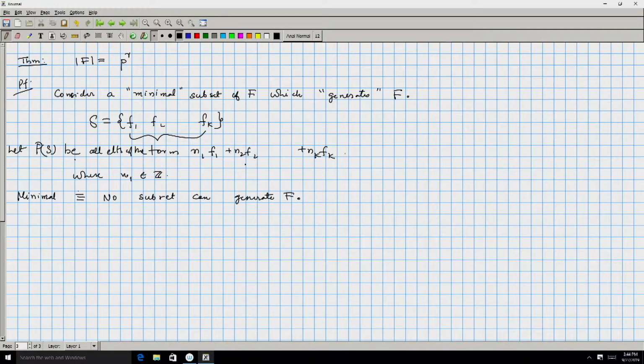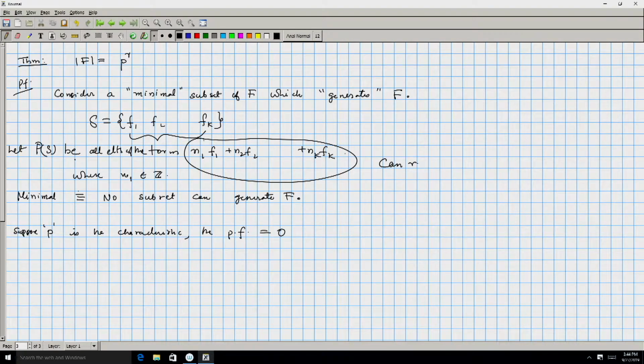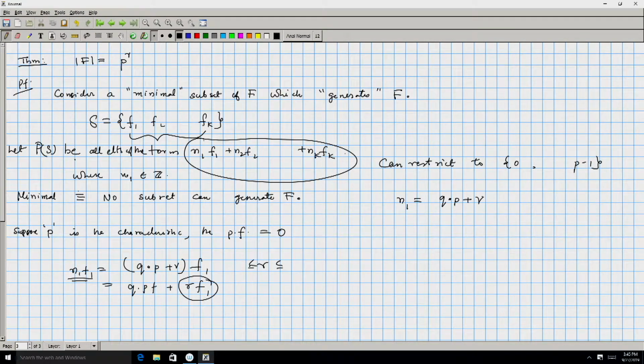So, let S be one such collection, and further our previous observation is that if p was the characteristic, then p times any f is going to be equal to 0. So, while we are considering elements of this form, we can restrict to 0 to p minus 1, okay, because n1, if we write it as, let us say q times p plus r, then n1 f1 is going to be q times p plus r times f1, which can be written as q times p f1 plus r times f1. So, n1 times f1 is nothing but r times f1, where r is lying between 0 and p minus 1.